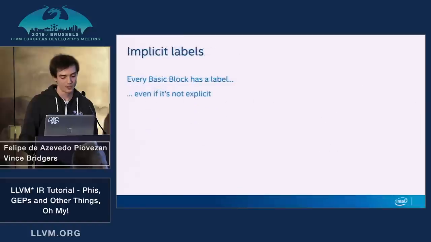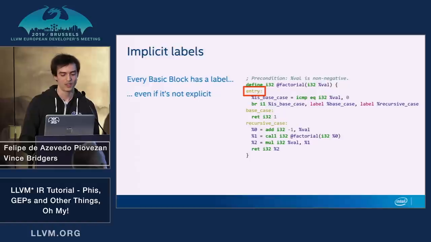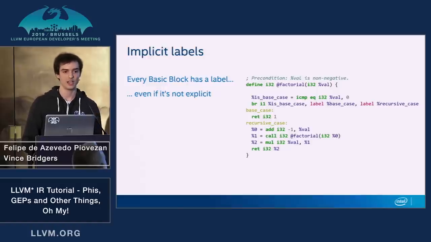Now, one important feature of basic blocks is that they always have a label, even if it's not explicit. In fact, that's related to the mistake we had in the slides. So let's name that first basic block, and let's suppose that we removed that first label, right? Here, is this IR valid or not? Based on what I said before, it should be valid, because they always have a name if it's not explicit, right? But there's a problem here.